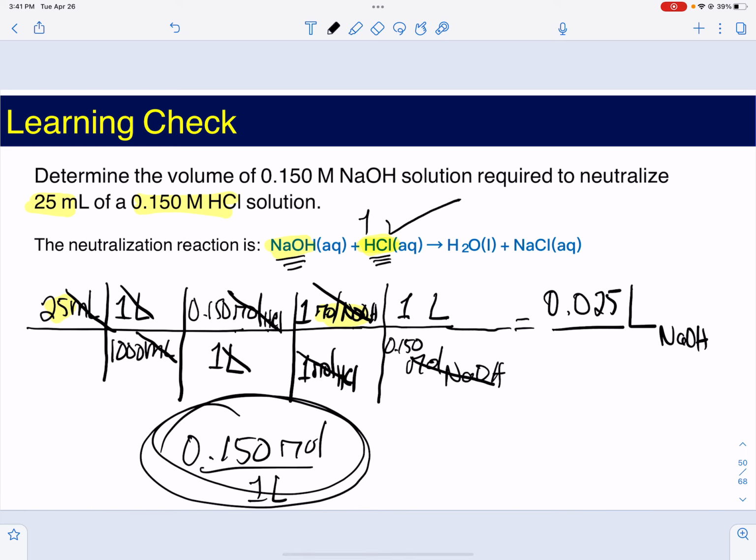And then since we know that this is 1 to 1 based on the balanced equation, the moles of HCl are going to be the same as the moles of NaOH. And using the molarity again, from the moles, I can find the volume. And that's what we did.